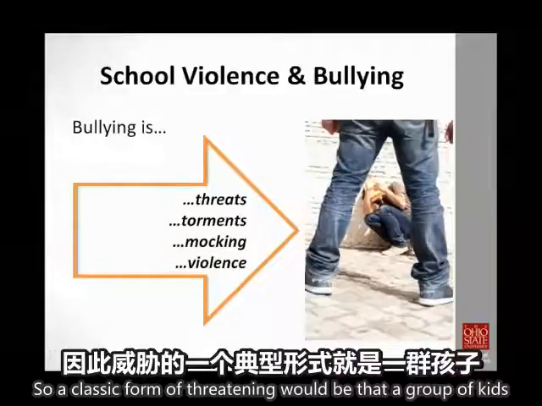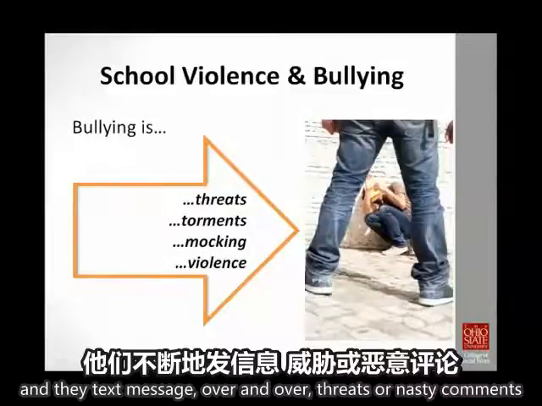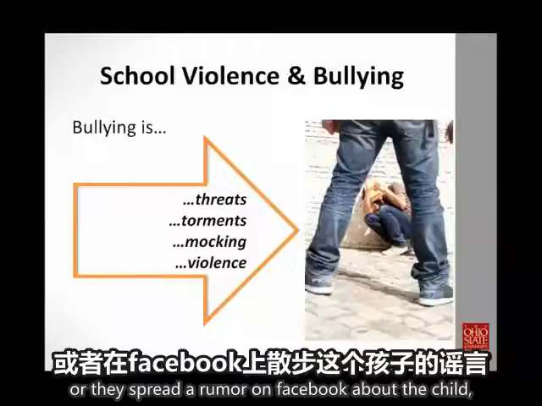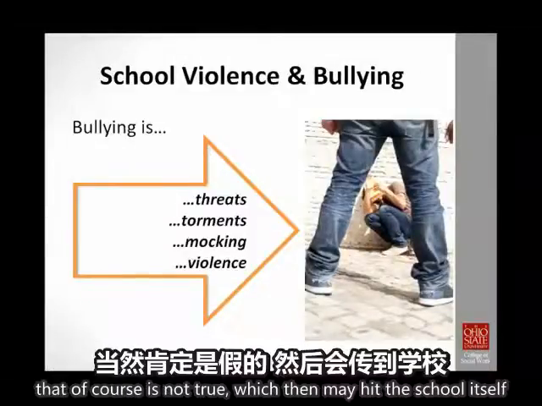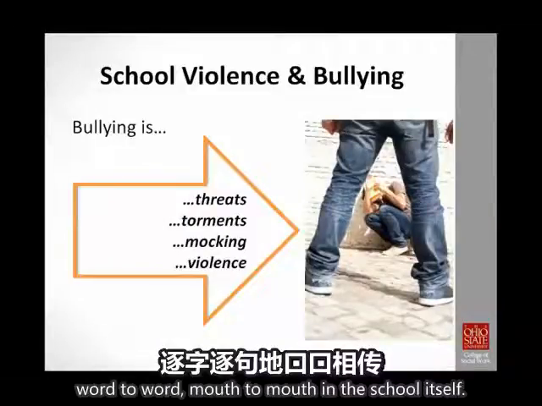So a classic form of threatening would be that a group of kids keep calling a child's cell phone number over and over, and they text message over and over threats or nasty comments, or they spread a rumor on Facebook about the child that of course is not true, which then may hit the school itself and then actually be spread word to word, mouth to mouth in the school itself.